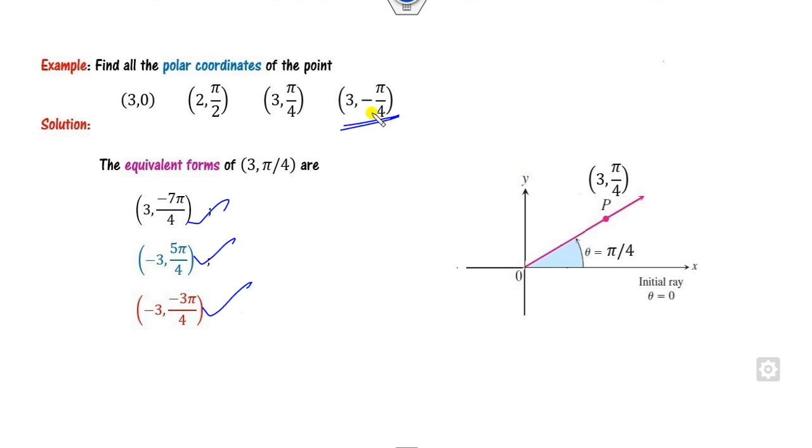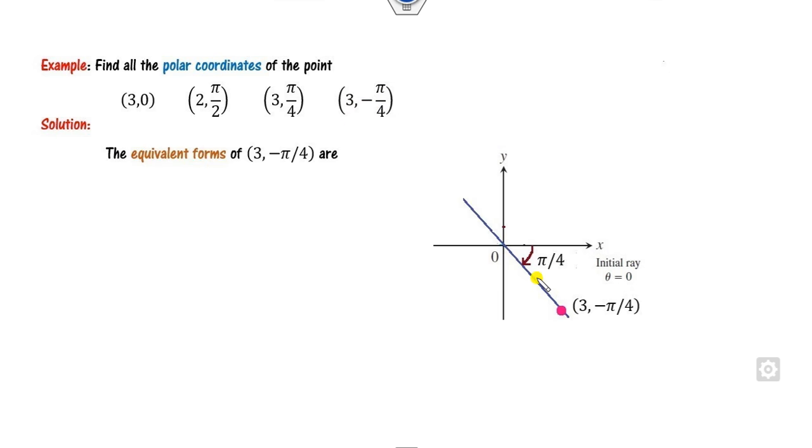Similarly, you can write here, r is positive, theta is negative. You can write these coordinates. Now how can you write that? Firstly, you make r positive, theta negative, so you can make theta positive. How can you make theta positive? You can find this angle. This is pi by 4. What is the remaining angle? You subtract from 2 pi, 2 pi minus this. So it is 7 pi by 4.